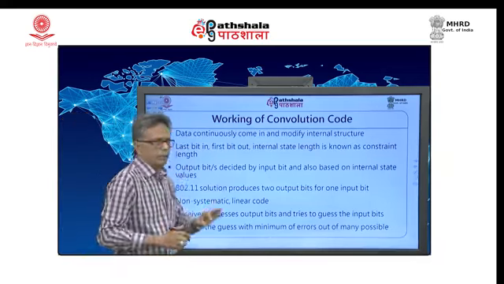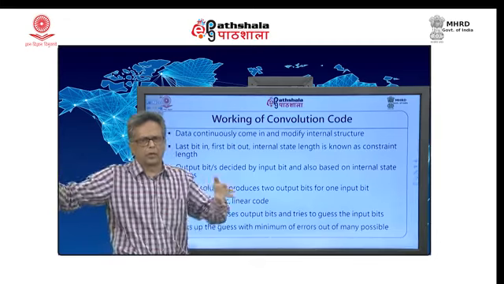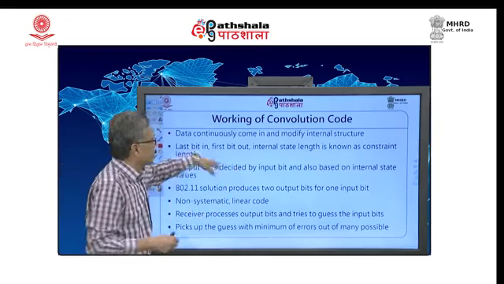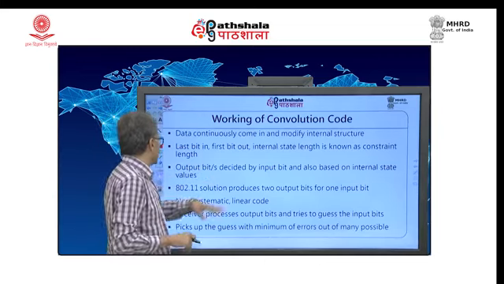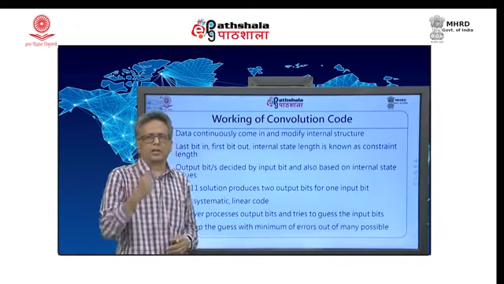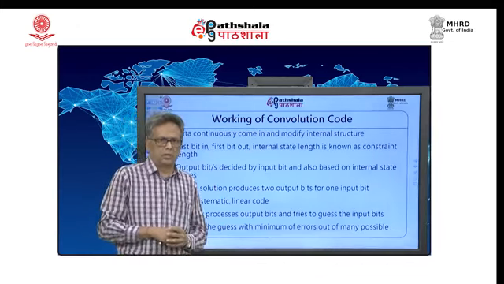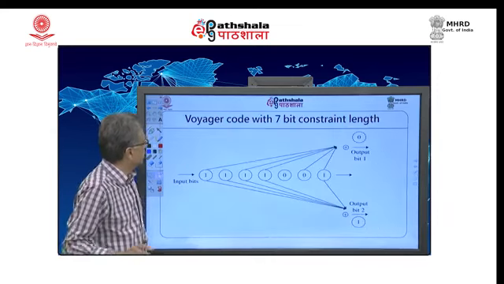Data continuously comes in, it is not a block code. The bits continuously come in and older bits are going out. We have some context, and that context is what is happening here. Output bits are decided by the input and based on the internal state we use. Okay. In case of 802.11, a single input bit generates 2 output bits. Let us look at this.